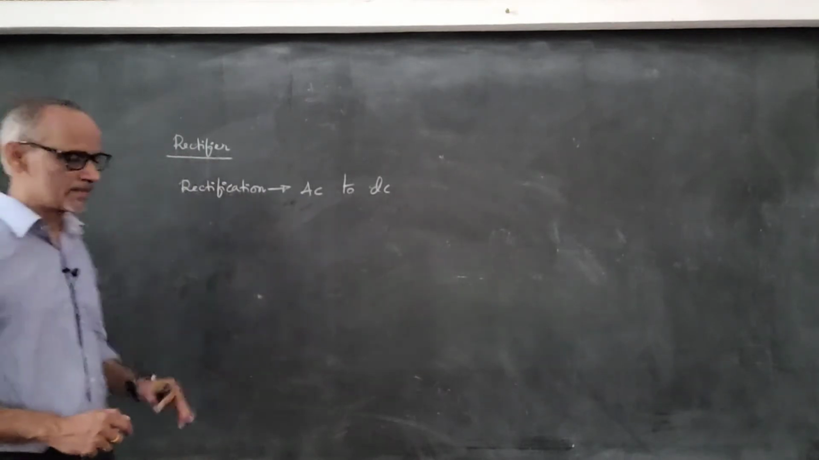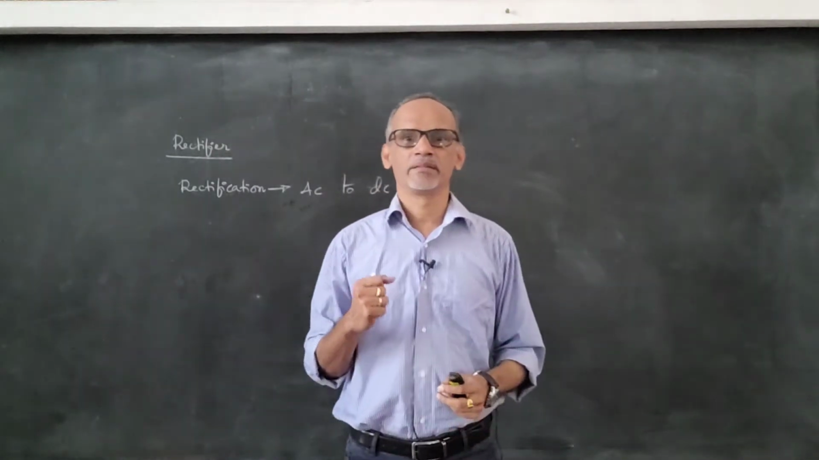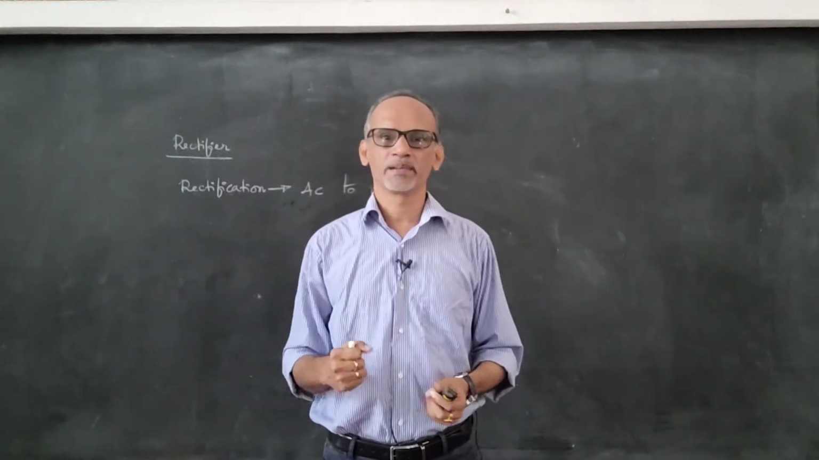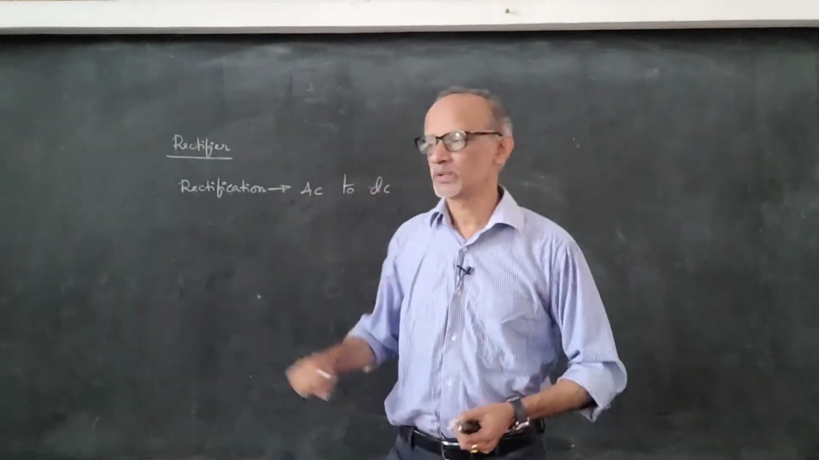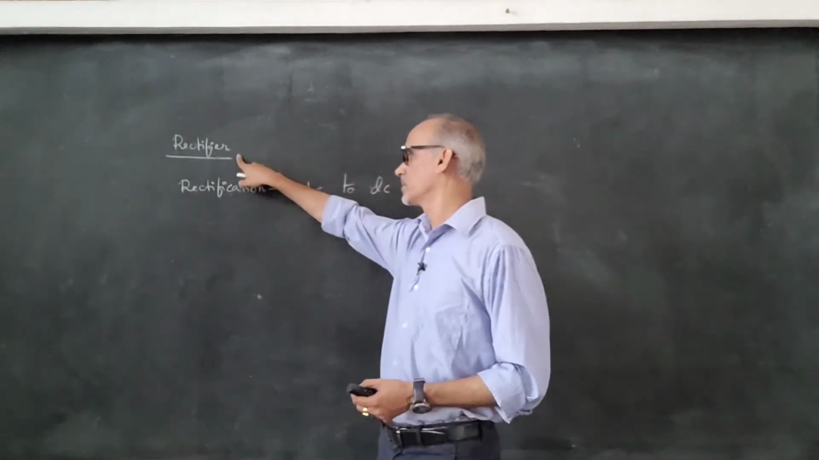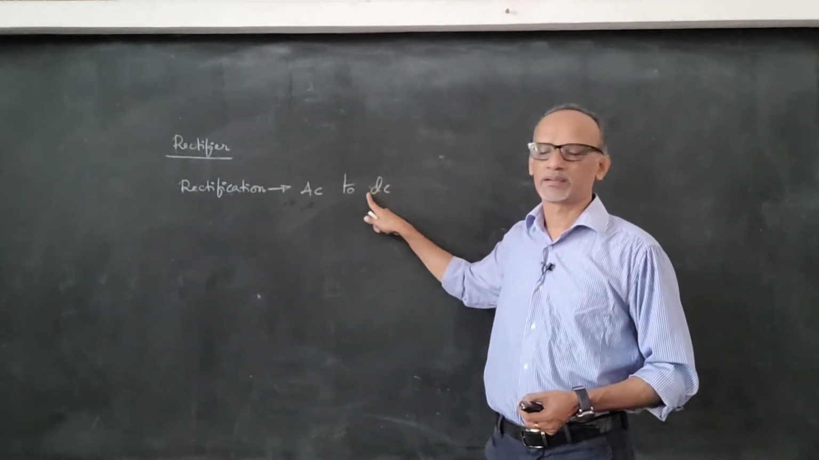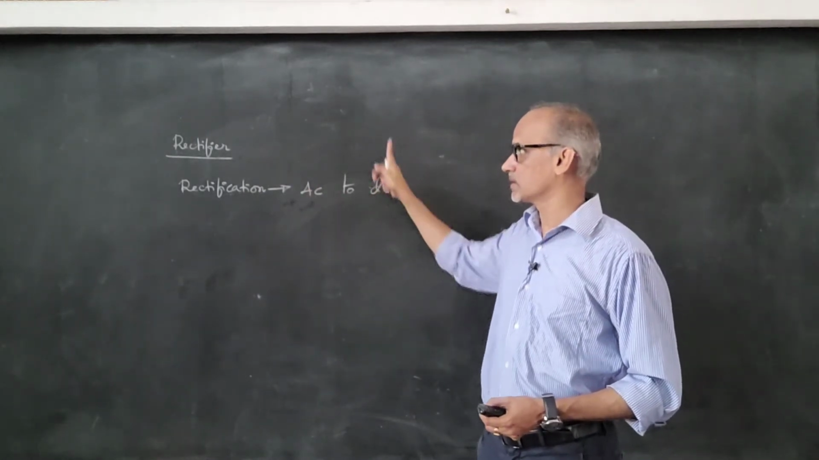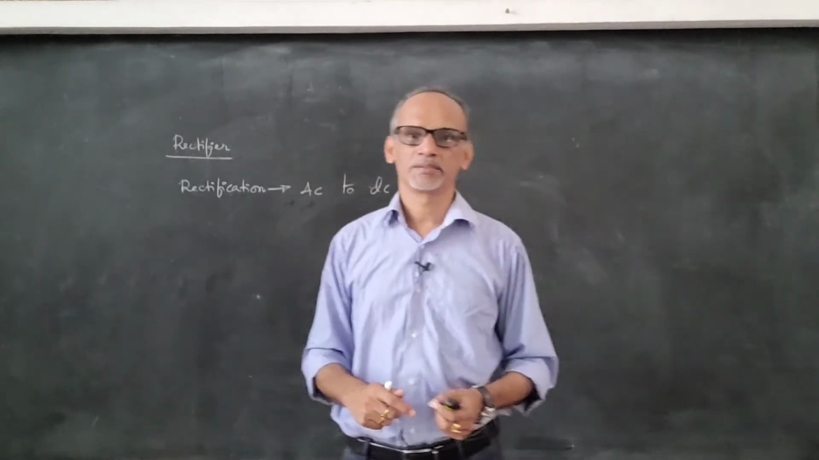Which device is used as a rectifier? A diode is used as a rectifier. So one of the important applications of the diode is in a circuit called a rectifier. And what is a rectifier circuit? The circuit in which we can convert an alternating current to direct current, the process is called rectification, and that circuit is called the rectifier.